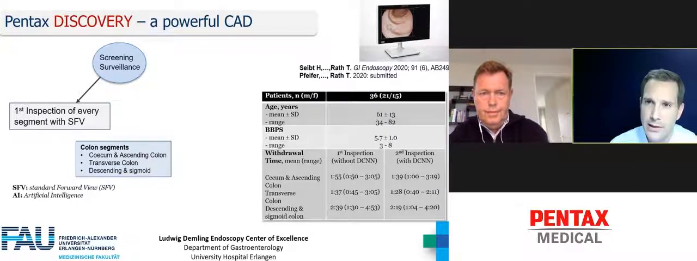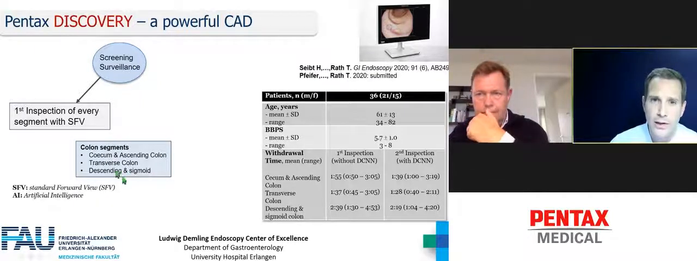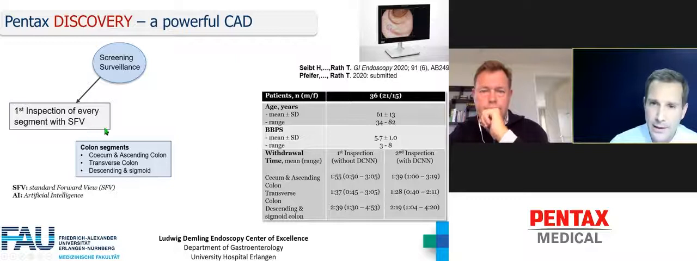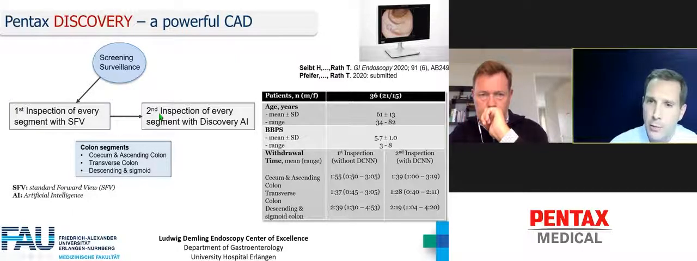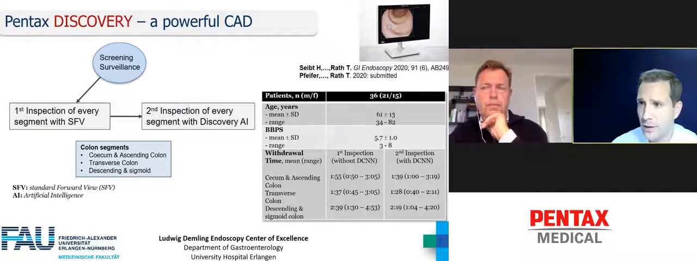And what we see here is a very first pilot study where we included patients that presented to our department for screening or surveillance colonoscopy. And here we did a tandem approach. First, we inspected every colonic segment, meaning cecum, ascending colon, transverse colon, and descending and sigmoid with HD white light. And then followed by a second inspection of every segment, now with the use of Discovery AI. And then we compared what we see additionally with Discovery.